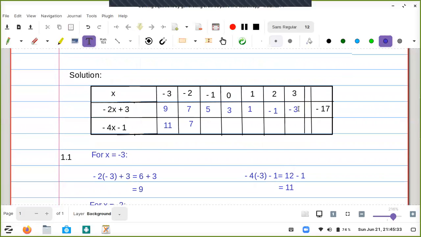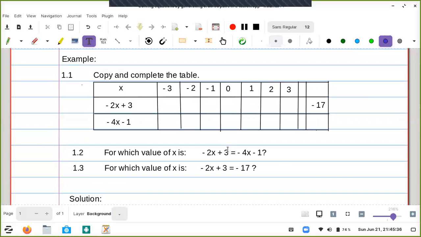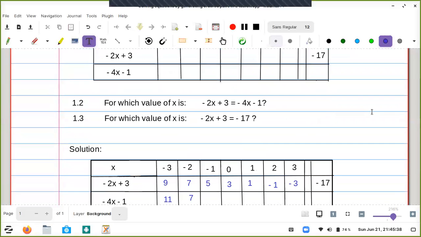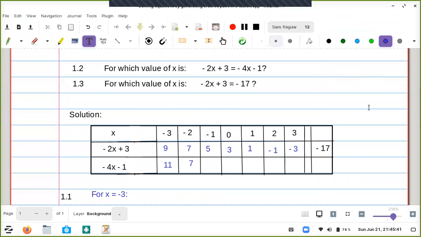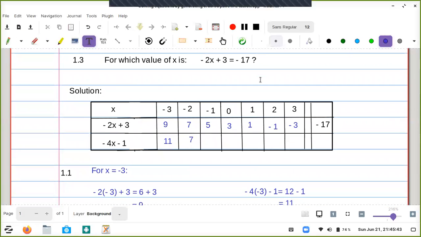Alright, so we are going to come up with 3. Now, I have got 3 numbers here, right? Remember, my x is in order from -3 up to 3. So I can make use of this pattern that is shown here.